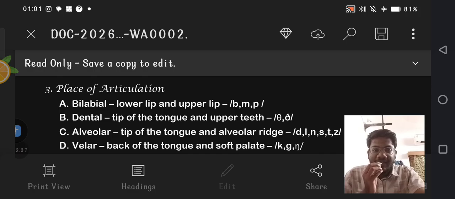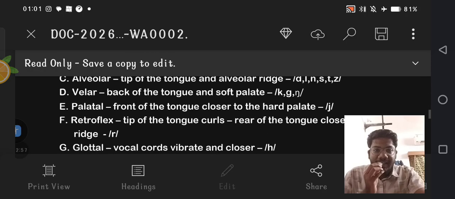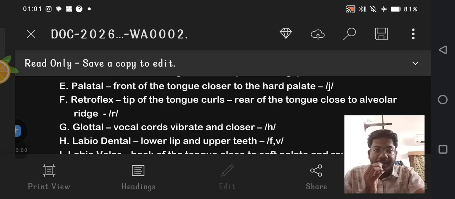Then, velar consonants. Velar consonants are produced when the back of the tongue articulates with the soft palate. So your back of the tongue comes closer and touches the soft palate, which is behind the back of the tongue. G, ng. Then palatal consonants. Palatal consonants are produced when the front of the tongue comes closer to the hard palate. So, yeah, the front of the tongue comes closer to the hard palate.